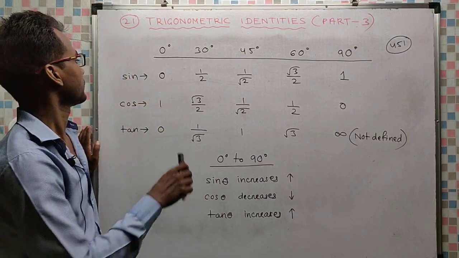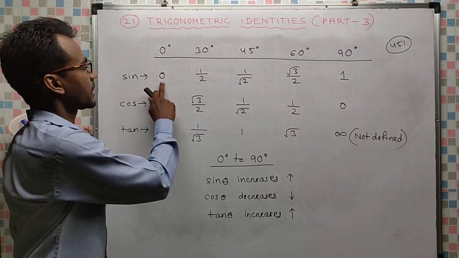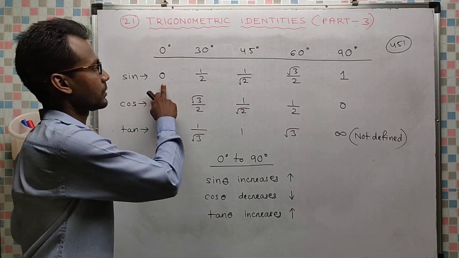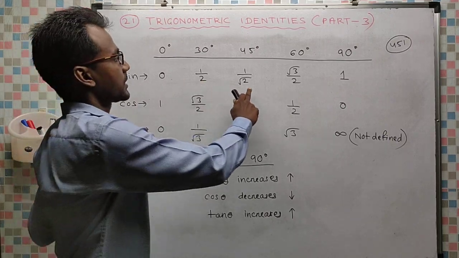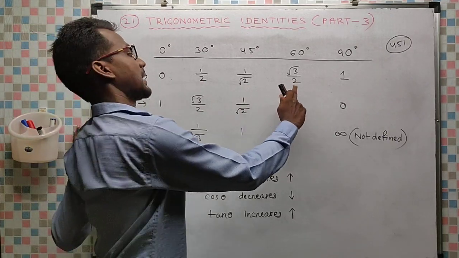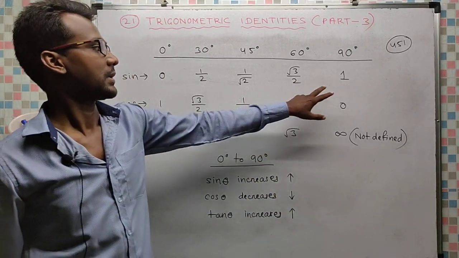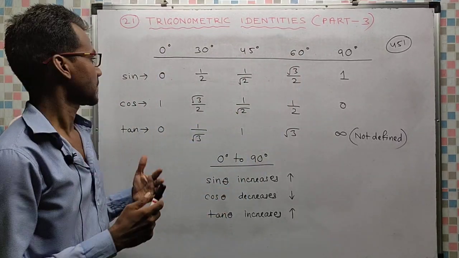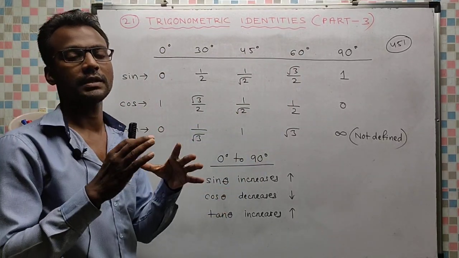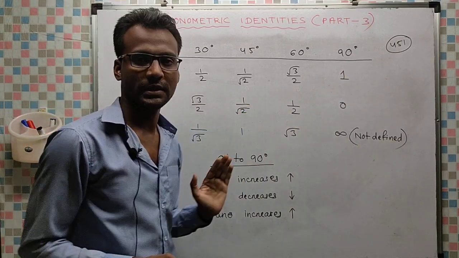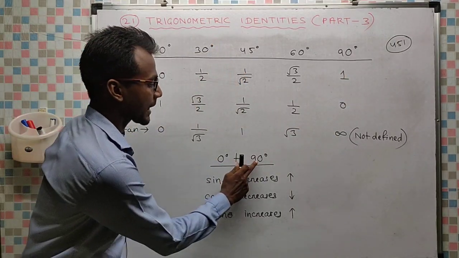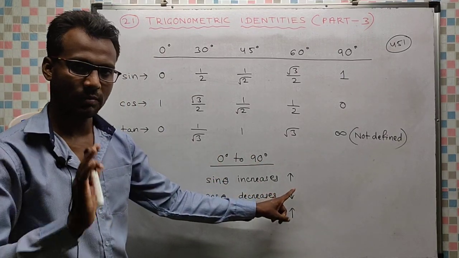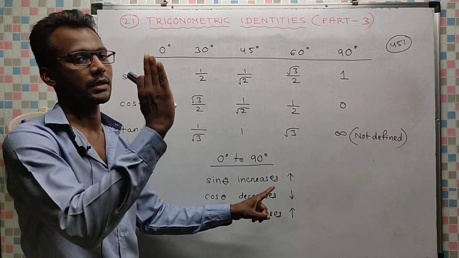So let us begin. Sine 0 degree is equal to 0, sine 30 degree equal to 1 by 2, sine 45 degree is equal to 1 by root 2, sine 60 degree is equal to root 3 by 2, sine 90 degree is equal to 1. If you analyze from 0 degree to 90 degree, how are the values of sin theta changing? 0 to 1 means increasing. Remember this: from 0 to 90 degree, sin theta increases.